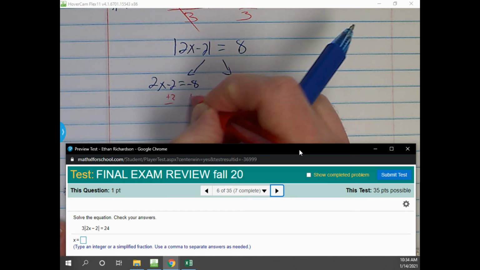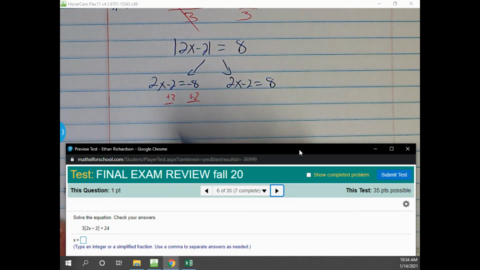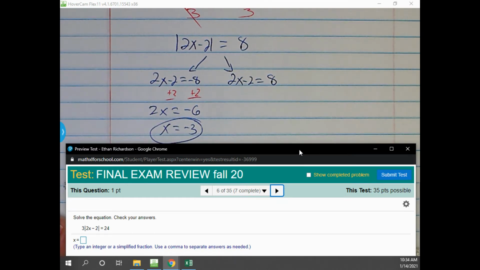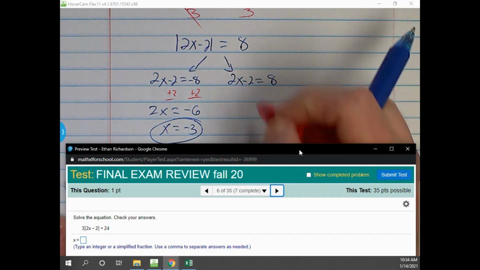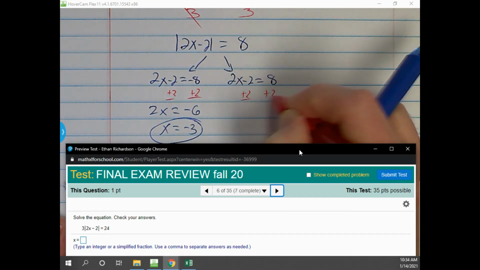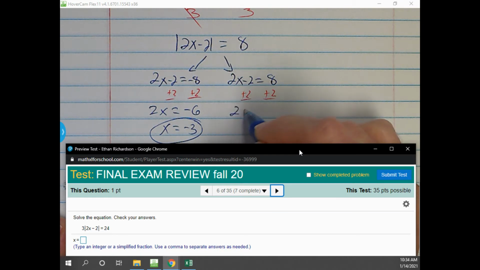So we add 2 to both sides. We get 2x equals negative 6. Divide by 2, and negative 3 is one answer. For this one, we'll add 2. 2x equals 10, and then x equals 5 would be the other answer.